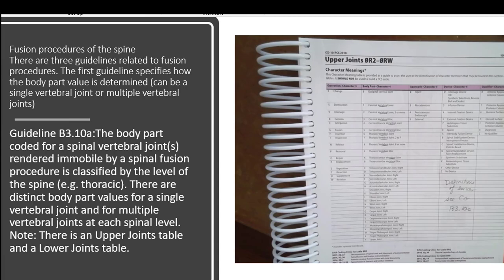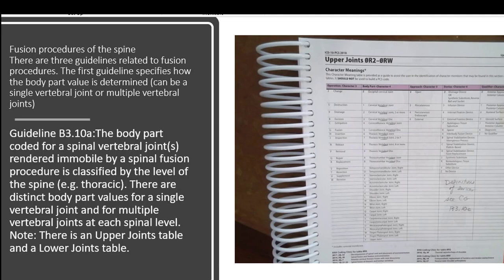Now we'll talk about guideline B3.6a. This is now talking about fusion procedures of the spine. There's 3 guidelines that relate to fusion. The first guideline specifies how the body part value is determined.